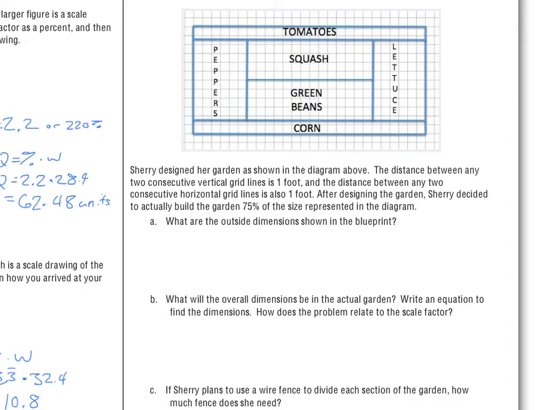10.8. Coming over here, we've got something that's theoretically a little bit more complicated, but not really. It says the distance between any two consecutive vertical grid lines is 1 foot, and the distance between any two consecutive horizontal grid lines is also 1 foot. I.e., it's telling us that each of these particular items would be 1 foot. No big deal. Sherry decides to actually build the garden 75% of the size represented on the diagram. It says, what are the outside dimensions shown in the blueprint?